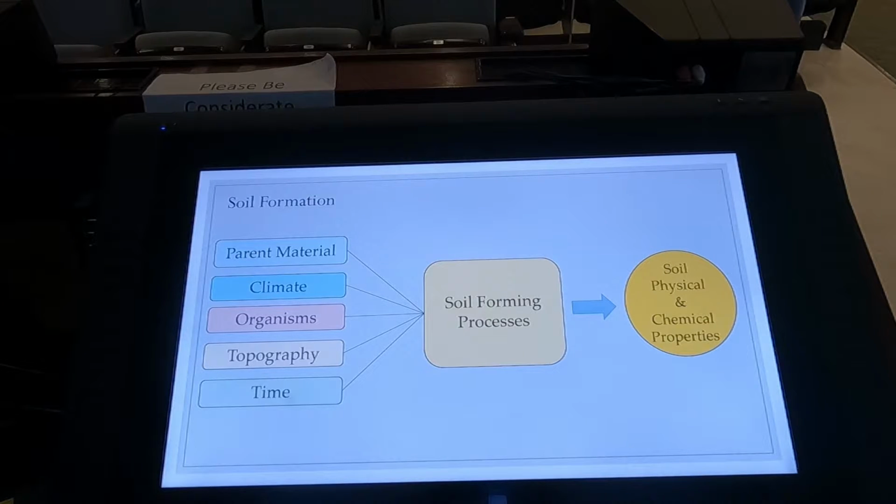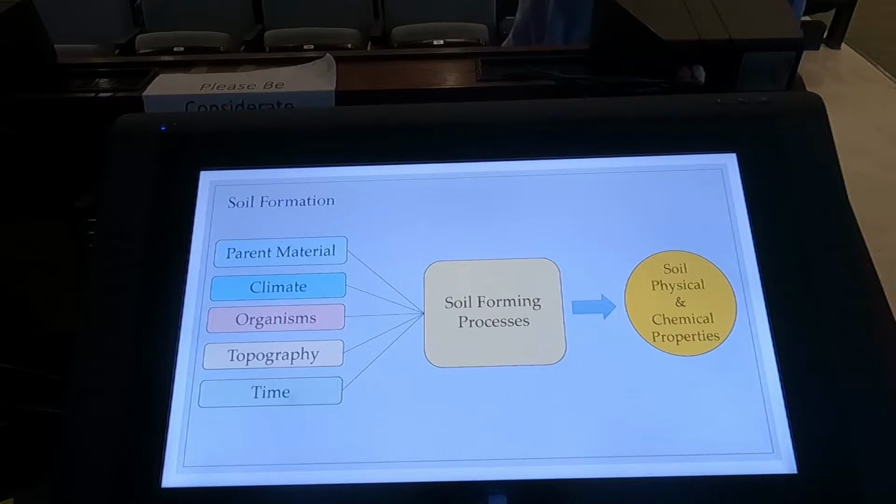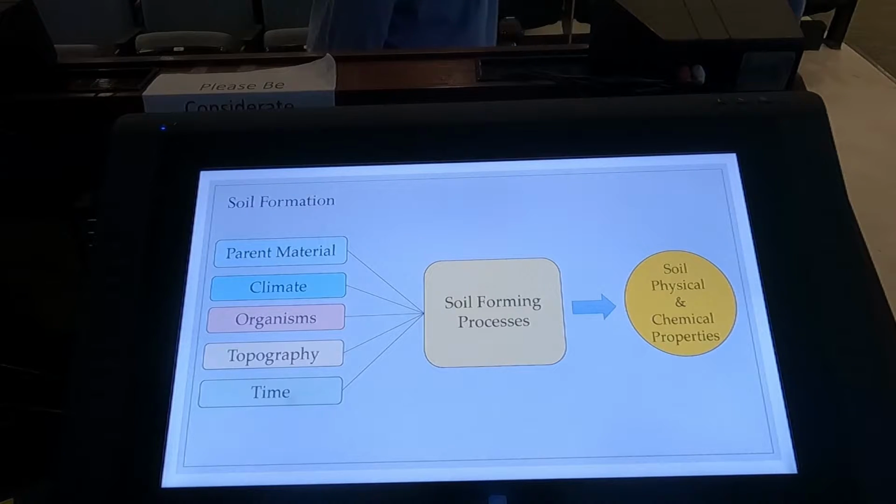Topography, as we've just seen in the picture before, whether it was on a slope, how is it in a valley, is it in the bottom, where did the soil form? That's going to influence the depth of our soils. And then finally, time. It just takes a long time for soil to form. It is a very slow process. We're talking hundreds and thousands of years in order to form a soil.